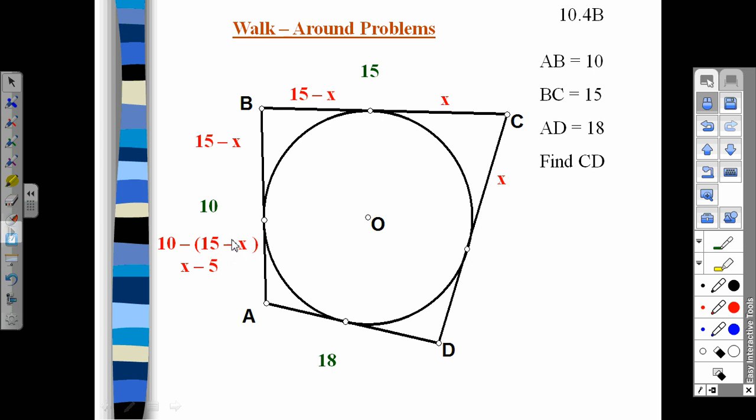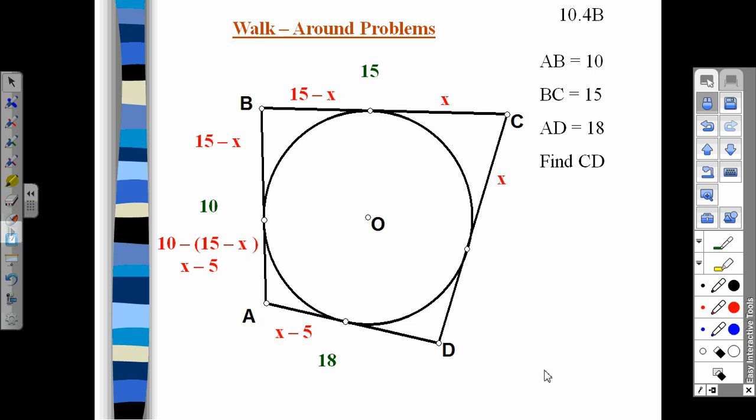Because when you subtract the entire expression, you have to distribute your negative sign to the 15 and to the negative X. So you'd have 10 minus 15, which is negative 5, which is right here. But a negative of a negative X turns that into a positive X. So if you don't do this right, this expression is going to end up being wrong, and then the rest of your problem will be incorrect. So now we know that this length right here, from A to the point of tangency, is X minus 5, which means that this segment, using the two-tangent theorem, is also X minus 5.